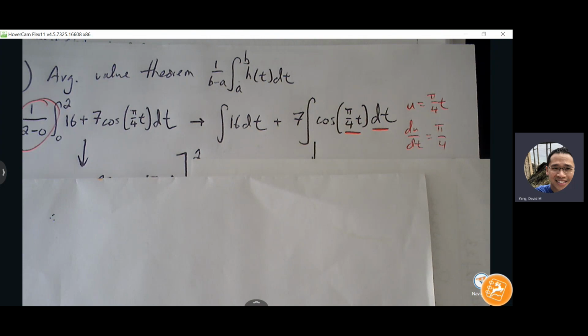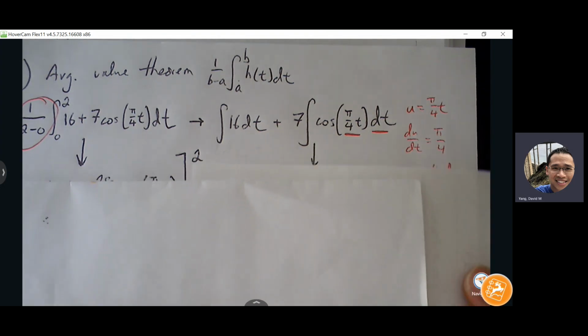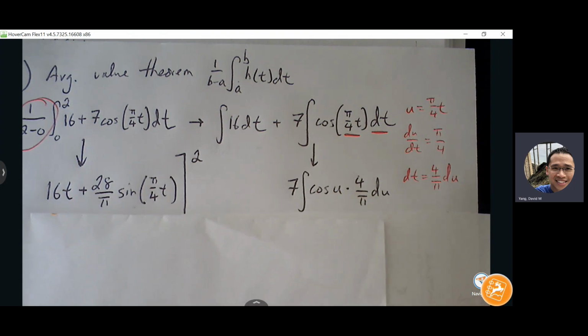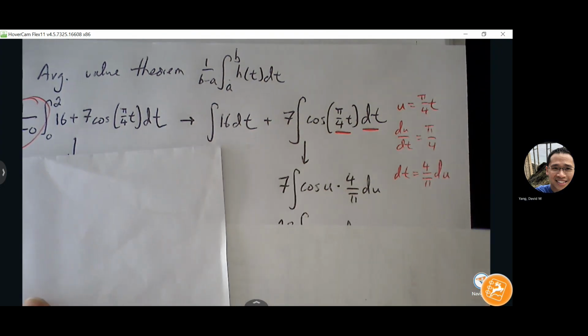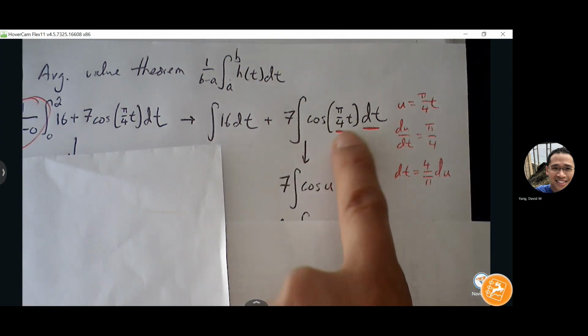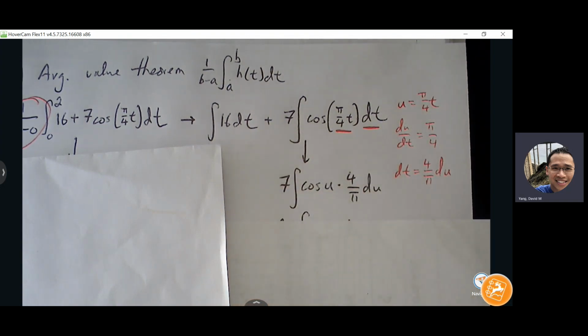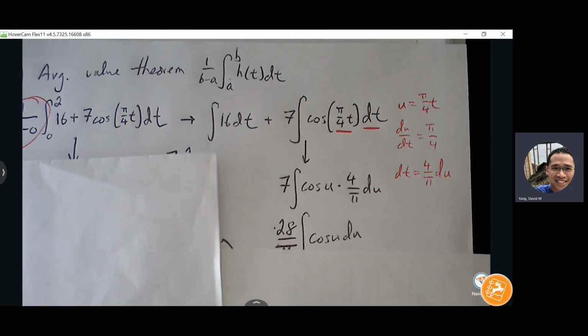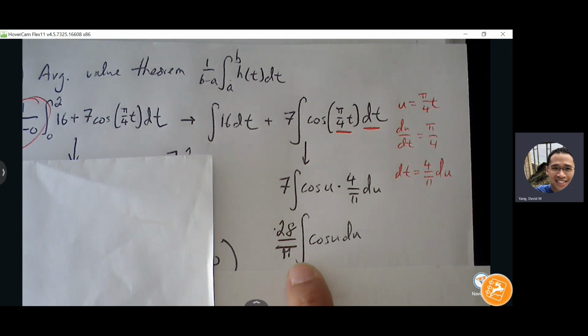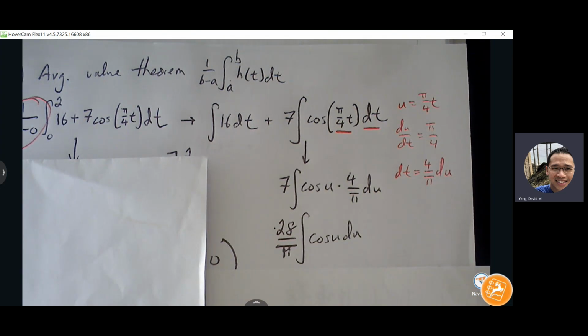16 becomes 16t, but this has to go through u substitution. My u value is pi over 4t. Find the derivative, du over dt equals pi over 4, solve for dt, dt becomes 4 over pi. I make my substitutions, parentheses becomes u, dt becomes 4 over pi du, push that 4 over pi out in front, and now I have a nice clean rule to apply. 28 over pi is a coefficient, and I'm just worried about cosine of u.